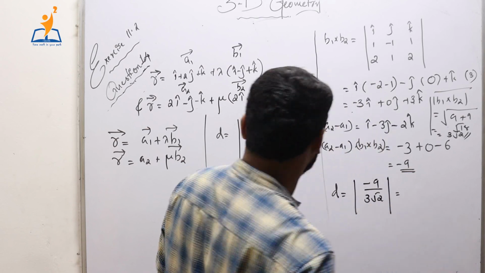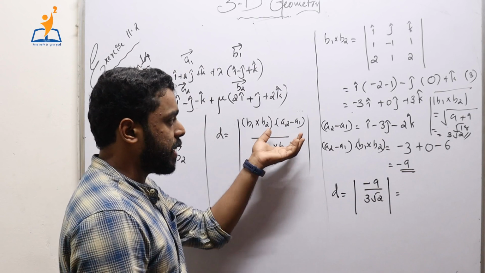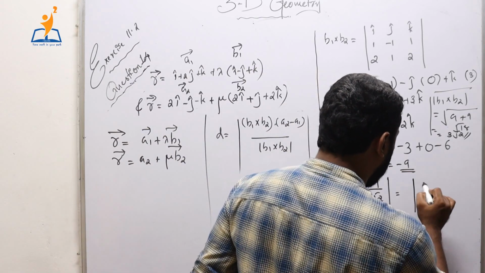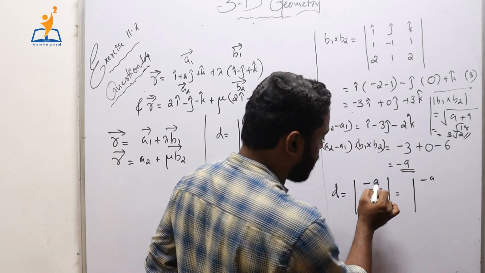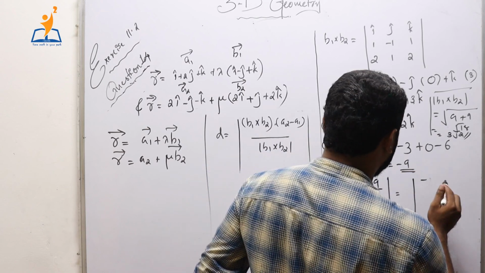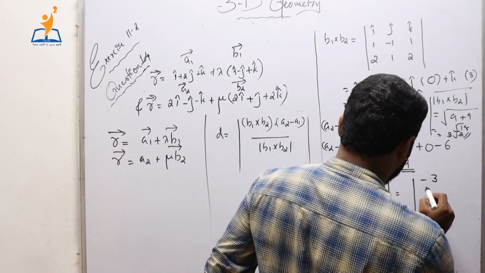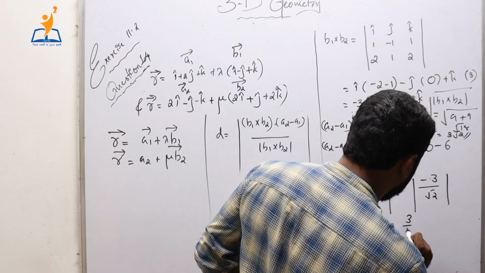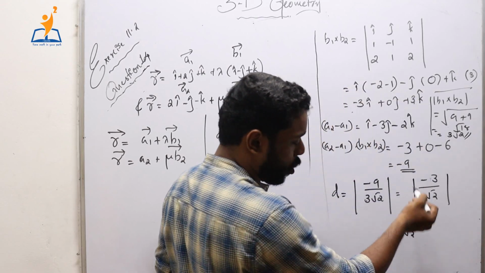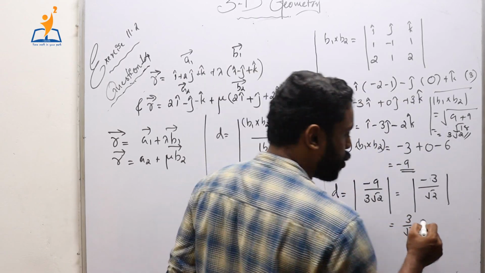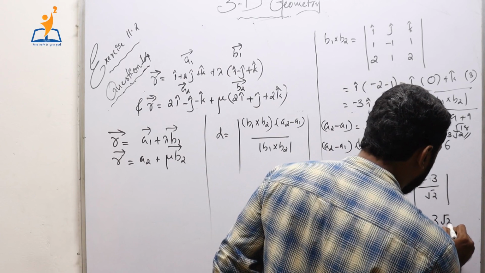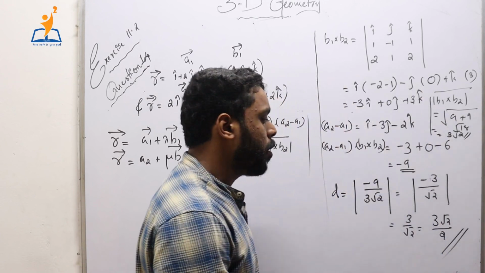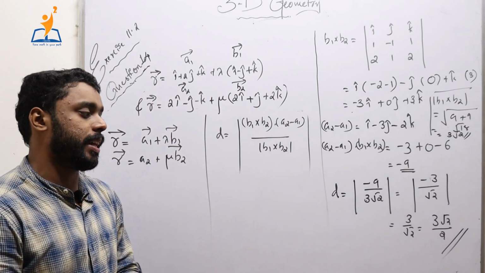See, we have just substituted these things into this formula. It is equal to absolute value of minus 9. We can cancel 3 and 3 here, so it will become 3 by root 2. Now we can multiply numerator and denominator by root 2, so it will become 3 root 2 divided by 2. So the shortest distance between these two lines is nothing but 3 root 2 by 2.